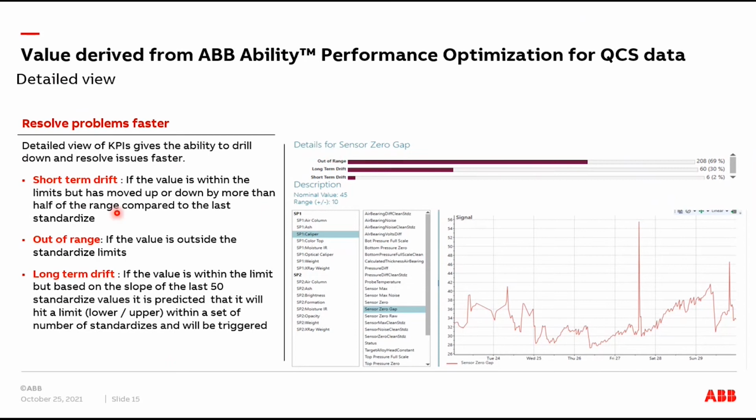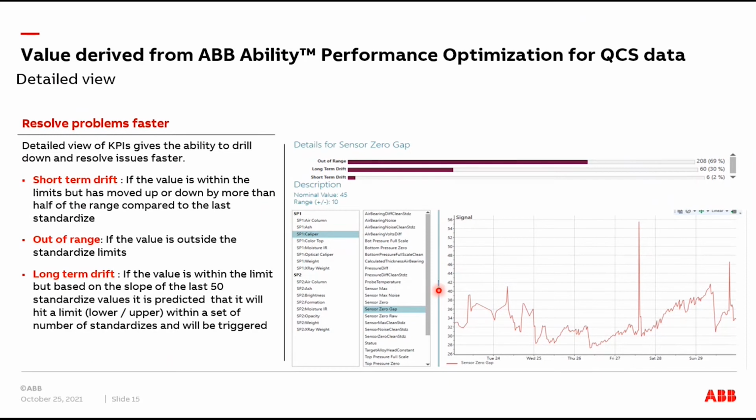Another KPI is the short-term drift. If the value is within the limits but has moved up or down by more than half of the range compared to the last standardize. And the third one is the long-term drift. In this case, the value is within the limit, but based on the slope of the last 50 standardize values, it is predicted that it will hit a limit. It can be the lower or the upper one, within a set number of standardizes, and it will be triggered.